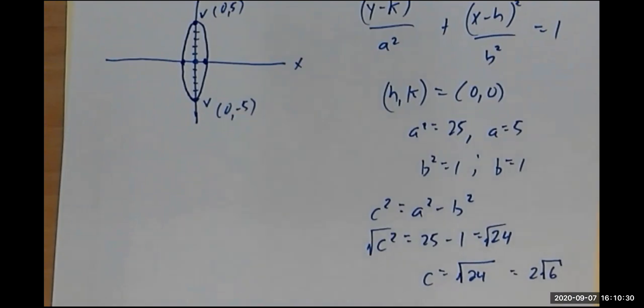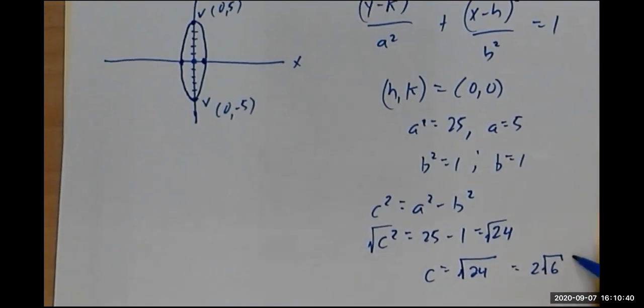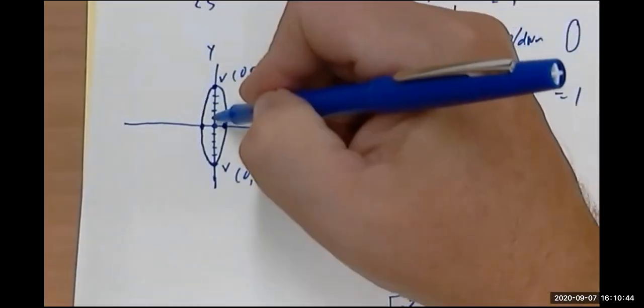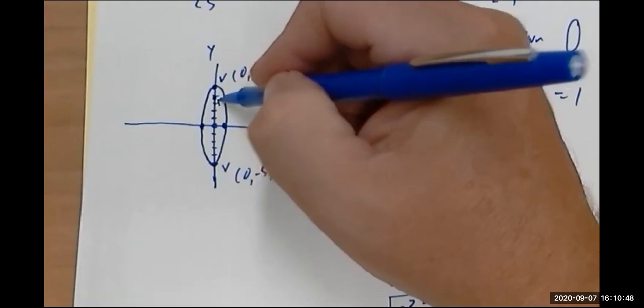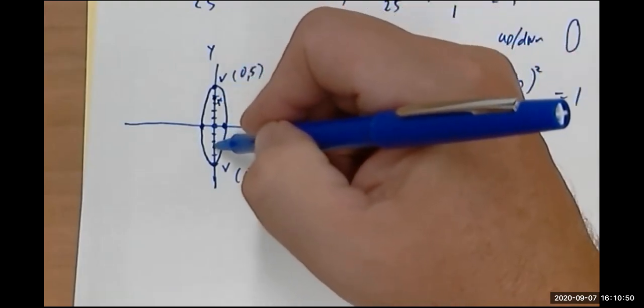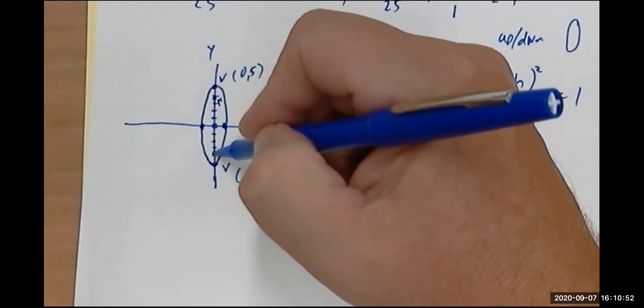Now, if I want to figure out how to graph this, grab my calculator. 2 times the square root of 6. It's actually around 4.9. So on my graph, I go 1, 2, 3. It's almost 5. So there's a foci. 1, 2, and there's another foci.